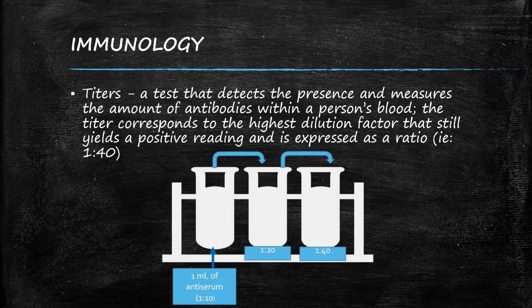So here's what's happening in the lab. You take a milliliter and you make a 1 to 10 dilution and you put it into some anti-serum, and you keep diluting that until there's no more antibodies that can be detected, and that is your titer reading. The higher the second number, like in this case 40, the more antibodies are present, and it indicates more of an active infection.